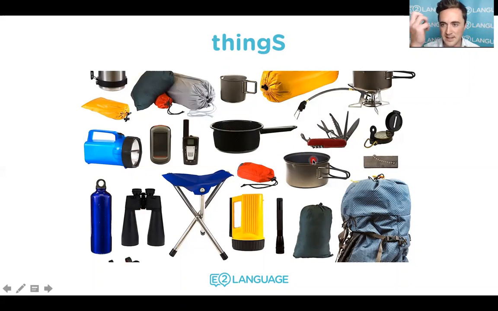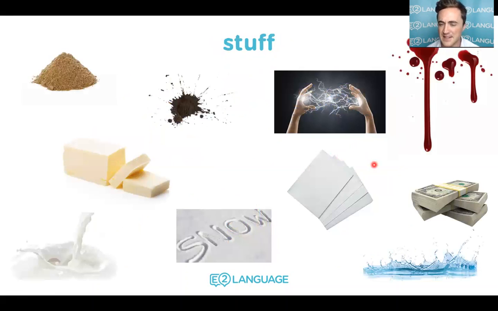It's separate. It's an object. So we can pluralize it. We can put S on the end. Let's think about stuff. Stuff like sand, mud, butter, milk, snow, paper, money, water, blood, electricity. Can we say sands, butters, milks, snows? Not snows as a verb, snows as a noun. Papers, monies, waters, bloods, and electricities? No. You can't count this stuff.